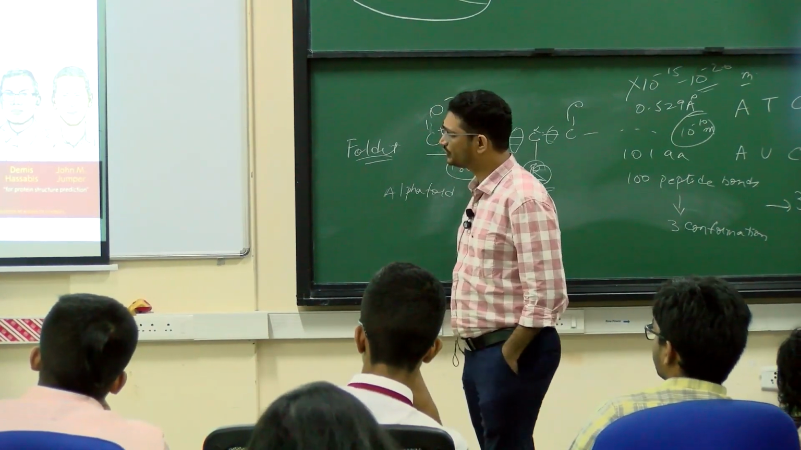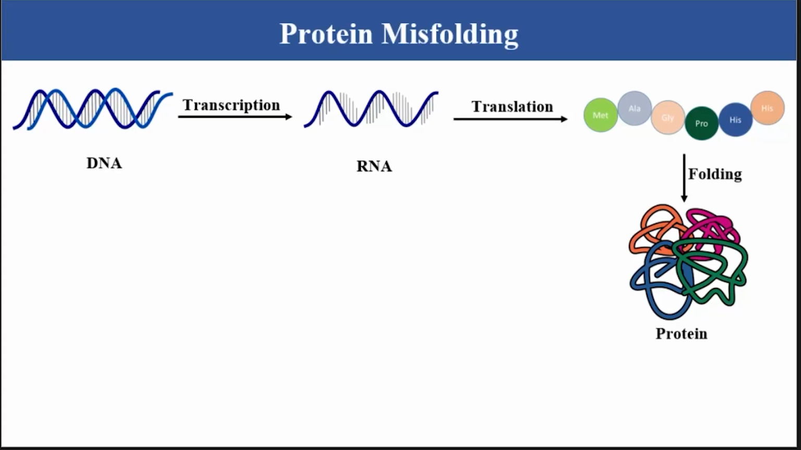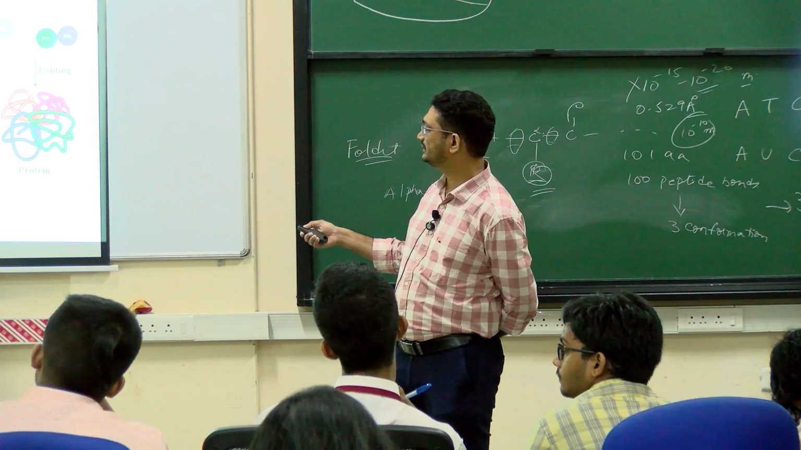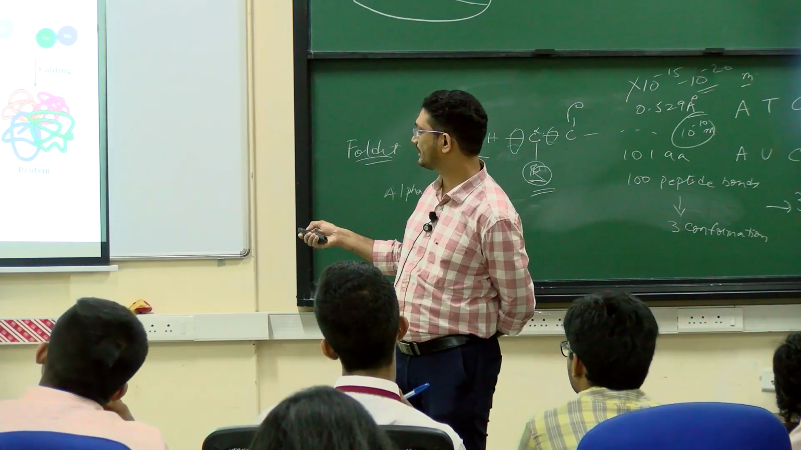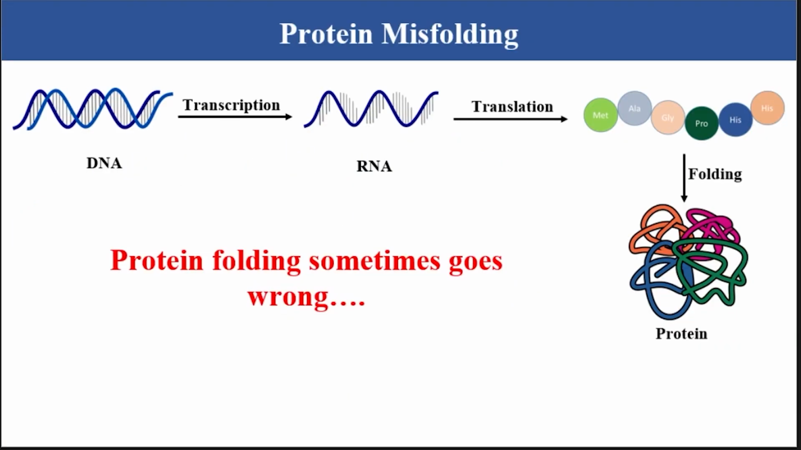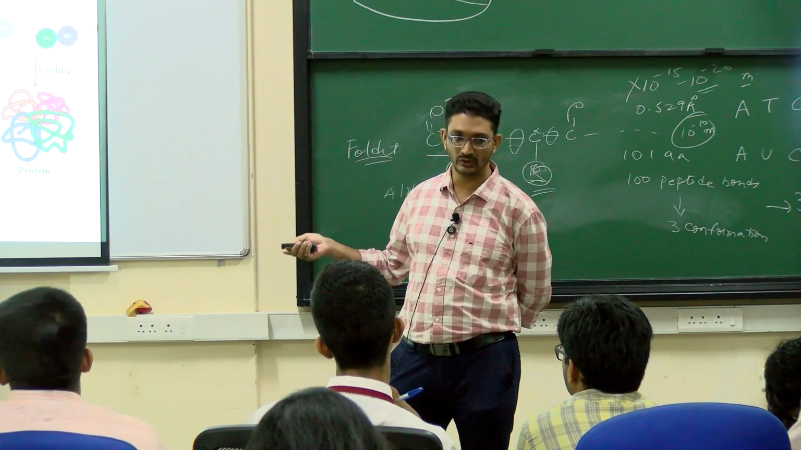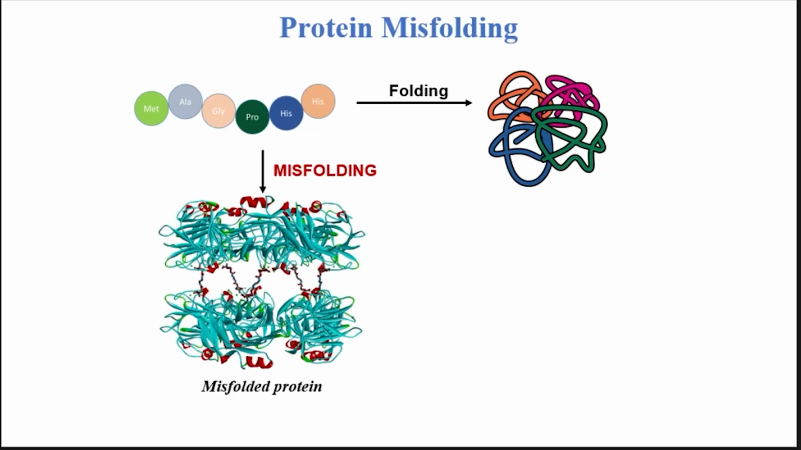Okay, so this is about protein folding. Now let's move on to protein misfolding for the next 10 minutes. As I said, you have a folding that is there, but this folded structure need not always come back to the same structure. Sometimes the protein folding goes wrong, and it will give rise to what are called misfolded proteins.